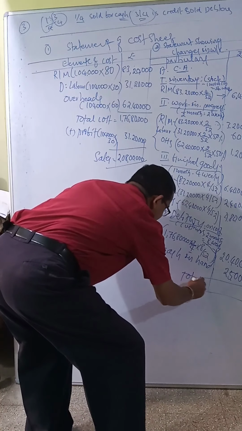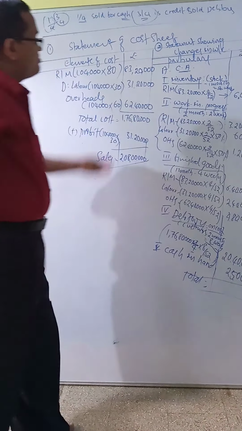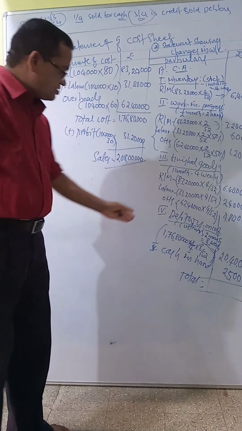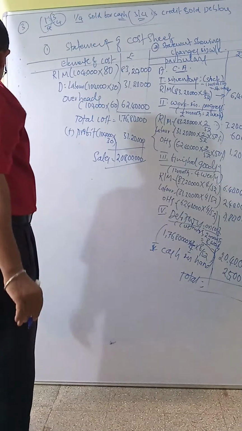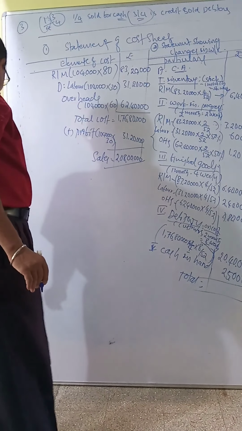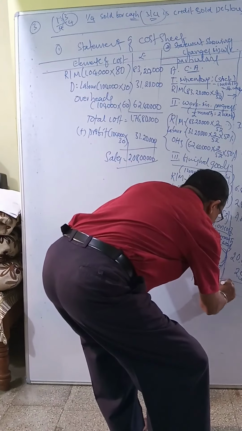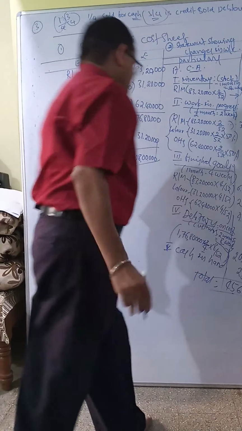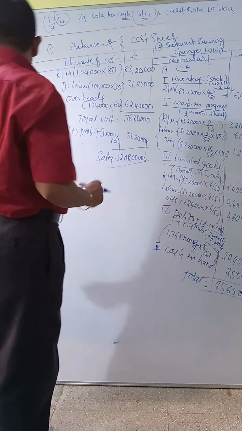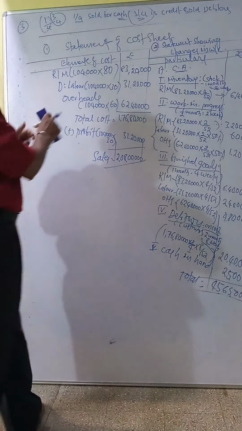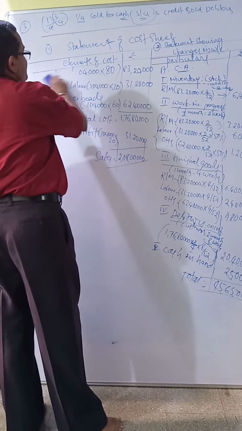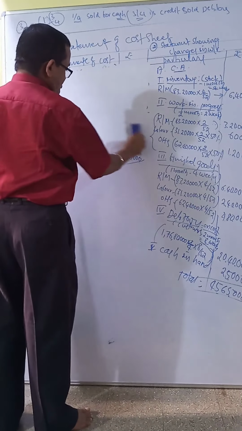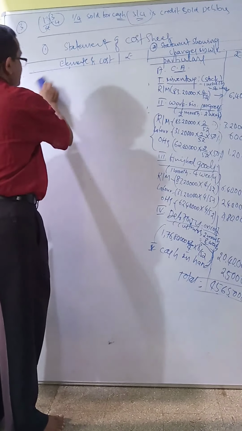This is called total A, total current assets. Add all of these: raw material inventory, work in progress, finished goods, debtors, cash. In total you will get 45,65,000. Then we have current assets. Then current liabilities. Working capital means the difference between current assets and current liabilities. I don't have space now, so I have to continue here only.